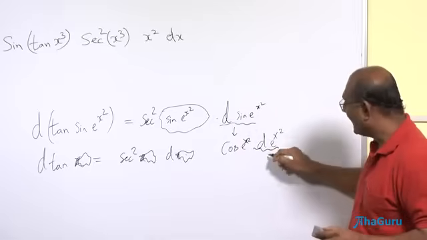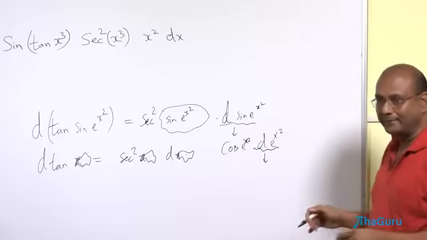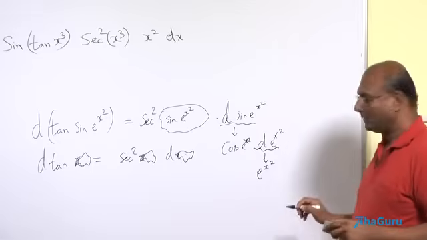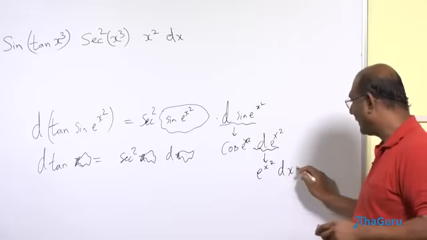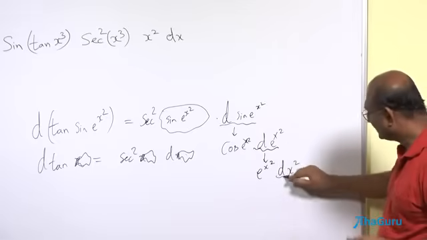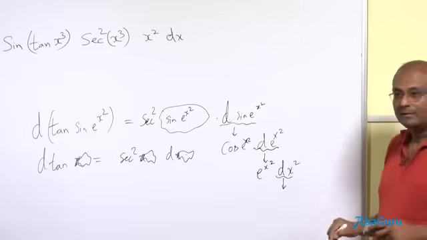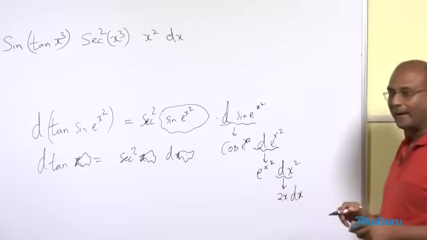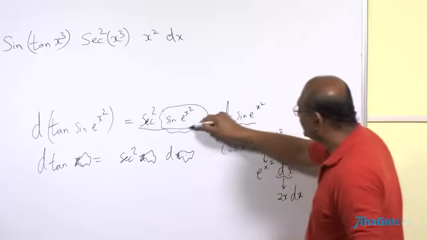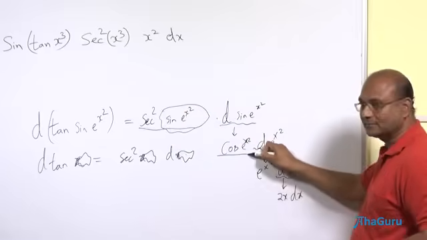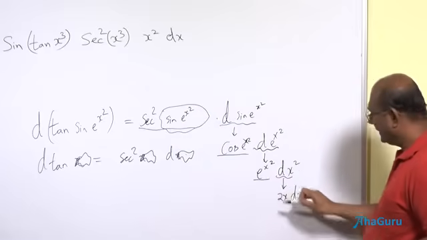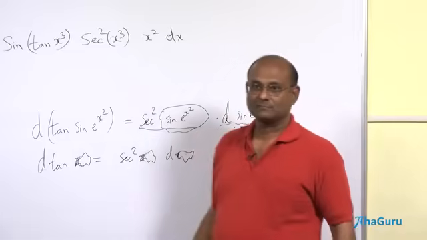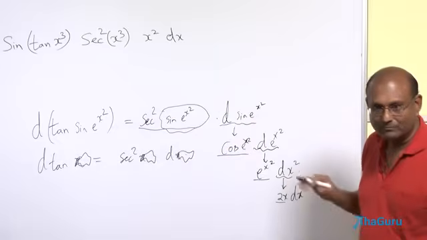Now if I took this part alone separately, this will become e to the power of x square d of x square. And if I took this separately, this will become 2x dx. And so this into this into this into this dx is the differentiation of that. This is what we did when we did chain rule.